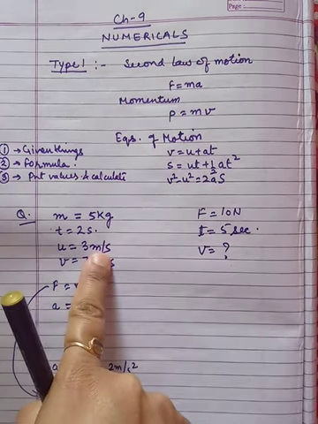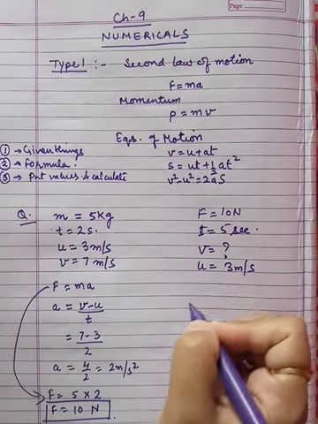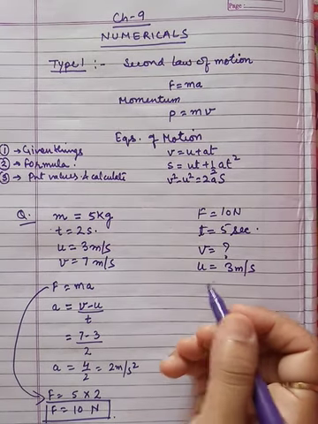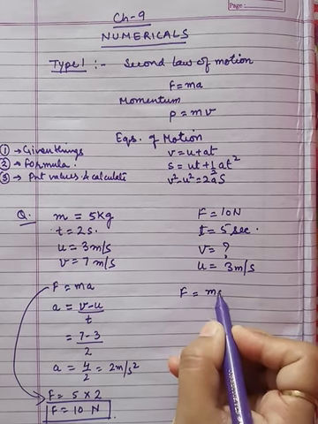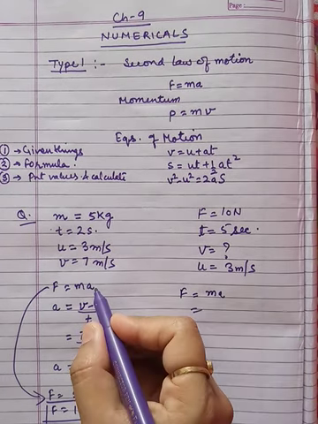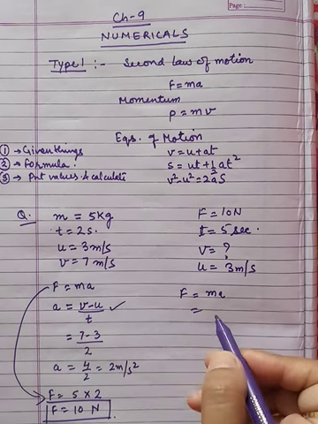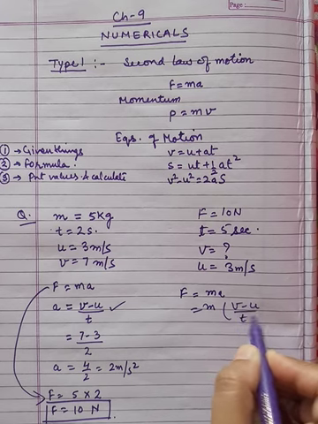The initial velocity will remain the same. So u is 3 meter per second in this case, only the time has been changed. So in this case we can find out. F is equal to m into a. Again, what is a? The second method I am applying over here now. a is v minus u upon t. So m times (v minus u) upon t.